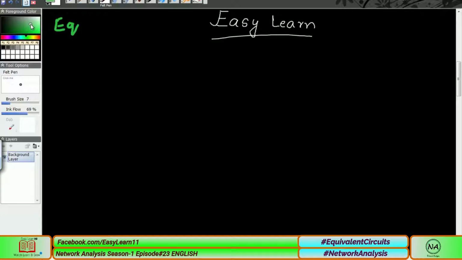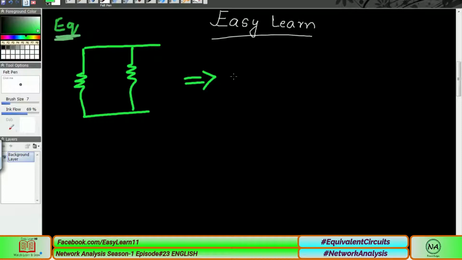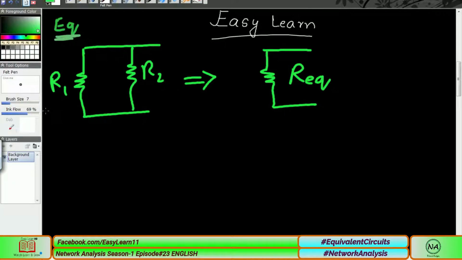Actually, equivalent circuits are circuits where, for example, this is our resistance and this is another resistance, and if these two resistors are connected in this way, we can replace them with an equivalent resistance, which is the additive of these two values. We call this R1 and this R2, let's suppose, and this is the equivalent in our circuit.